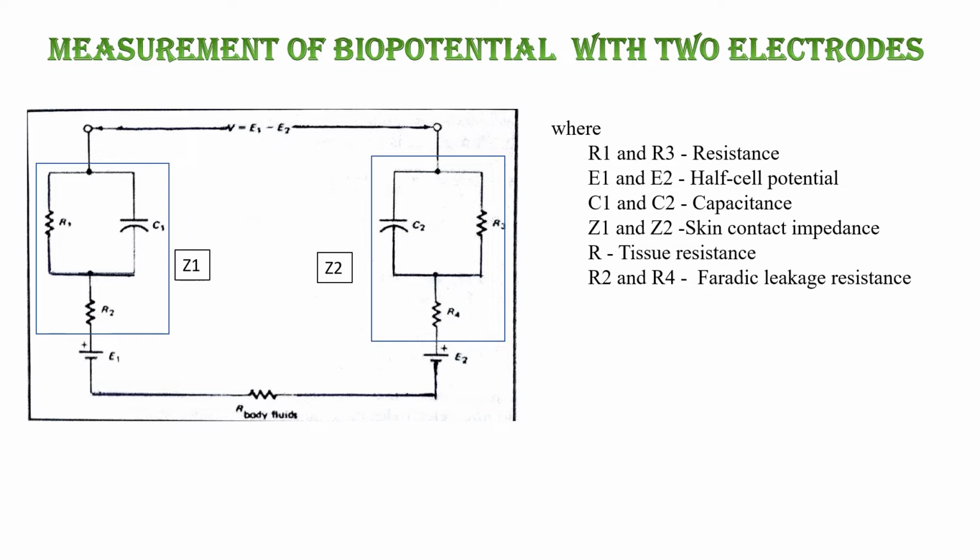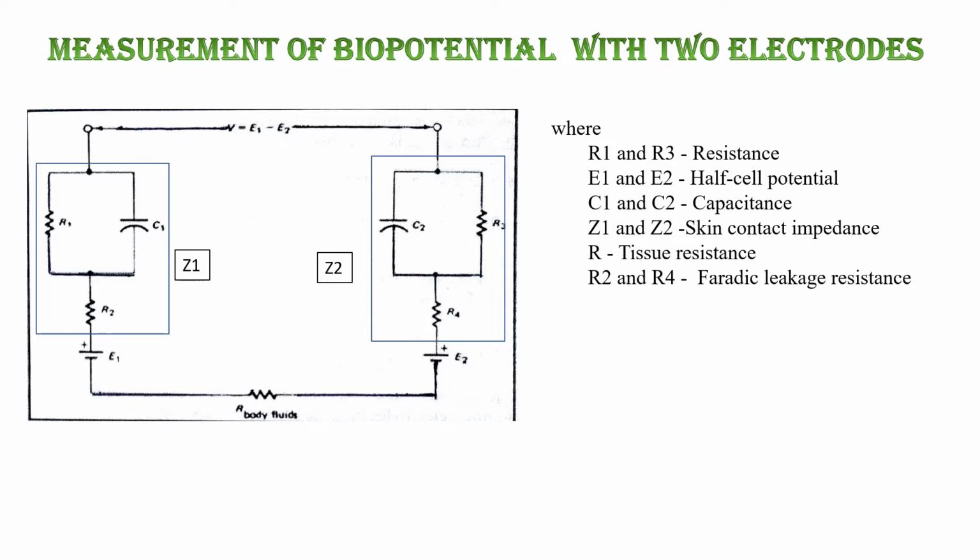Here R1 and R3 represent resistance, whereas E1 and E2 are half-cell potentials. Half-cell potential is defined as the voltage developed at an electrode and electrolyte interface. The next ones are C1 and C2, which represent capacitance, whereas Z1 and Z2 we can call skin contact impedance, where R is tissue resistance, and R2 and R4 represent Faradaic leakage resistance.